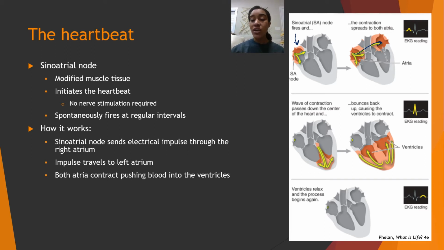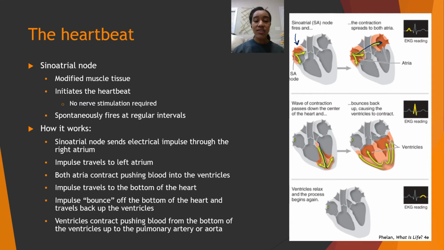And then the electrical impulse travels down the center of the heart to the bottom of the heart. And it kind of bounces off the bottom of the heart. It starts to travel back up the sides of the ventricles. As it's traveling back up the ventricles, it will send that impulse to the ventricle muscles to contract. And this is what will contract the ventricles to send the blood to the pulmonary artery or to the aorta.